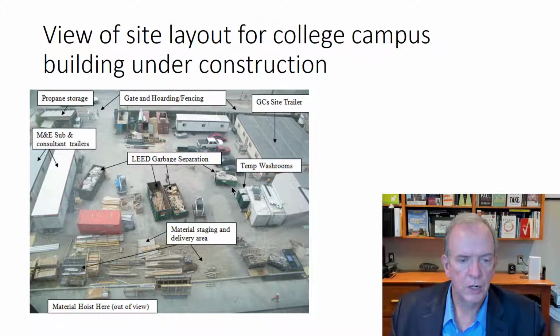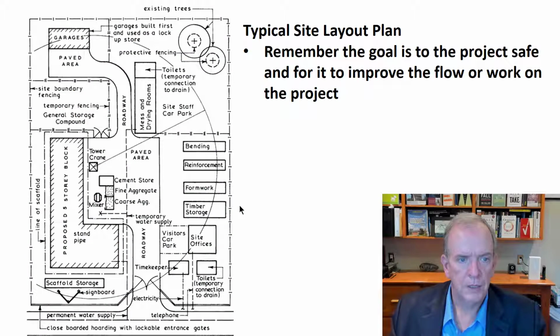There are your temporary washrooms, and they have other ones in the back, so they've got plenty of that, with very short walk distances. Propane storage, properly done. Another one here, and usually on these drawings they'll put a radius to show the radius of the crane.